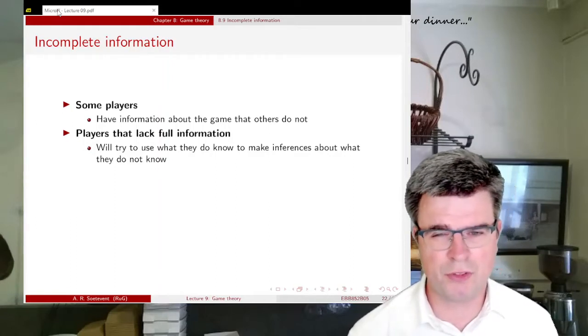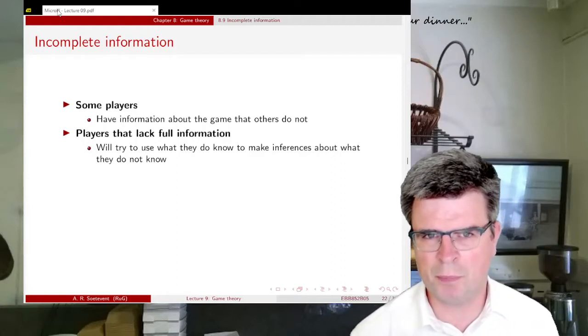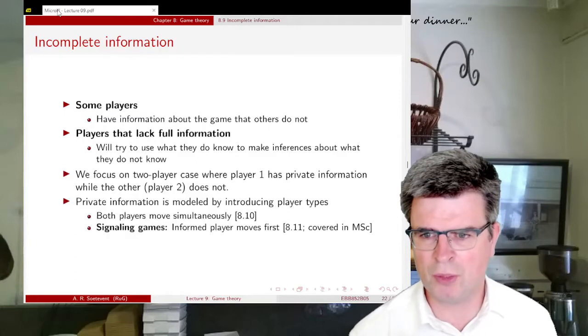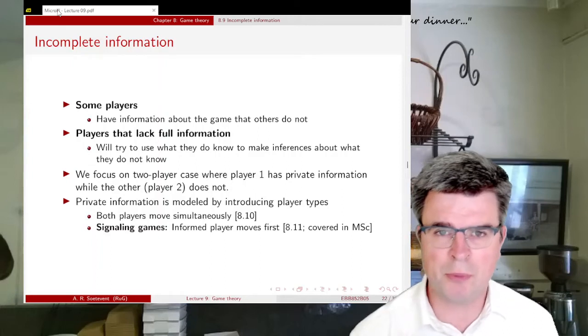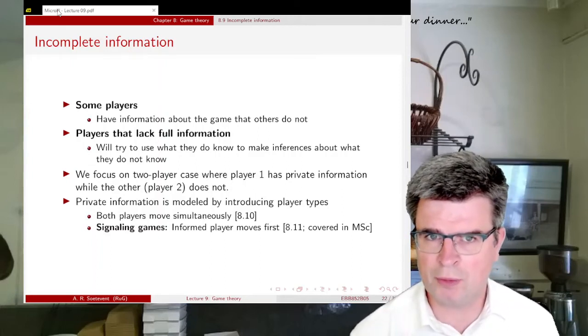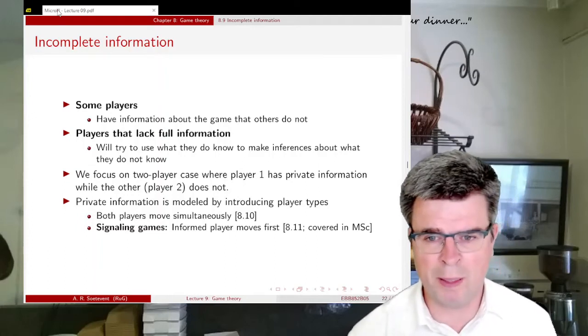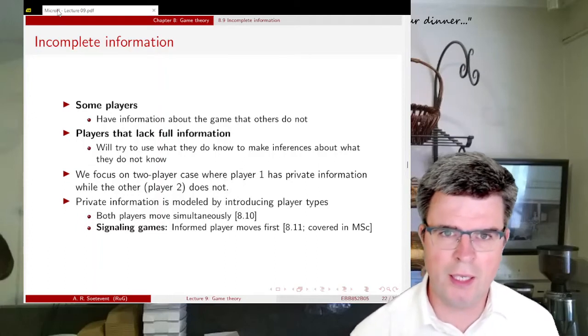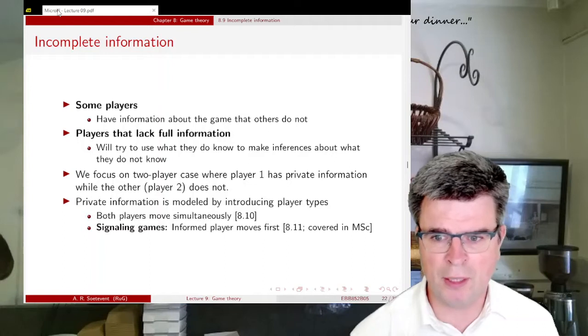So this is quite secretive language, but it will become much clearer in what follows. What we will do is quite simple. We focus on simple games with 2 players, and we assume that player 1 has private information, something that player 2 doesn't know, and all that player 2 knows is also known by player 1. Private information in game theory is modeled by introducing player types.